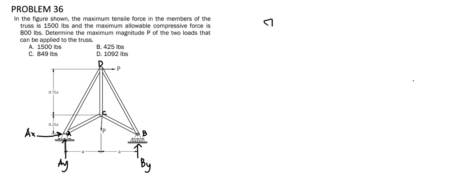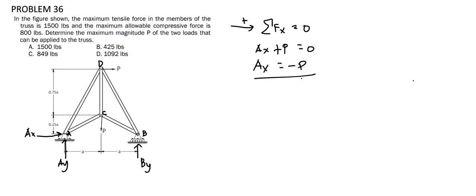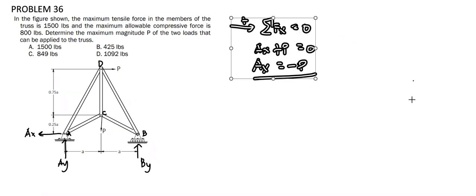And then taking summation force horizontal, we can solve for Ax, considering rightward forces to be positive. So we have Ax going to the right plus the force P here going to the right equal to 0. Here we have Ax equal to negative P. Since the value is negative, our assumption for the direction of Ax is incorrect. So Ax should be going to the left, and its value is equal to P.